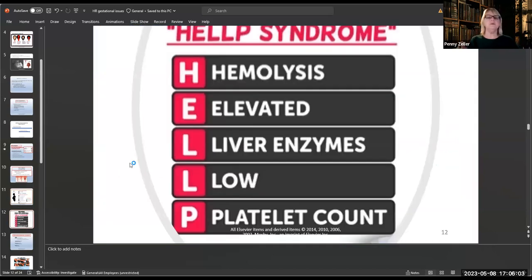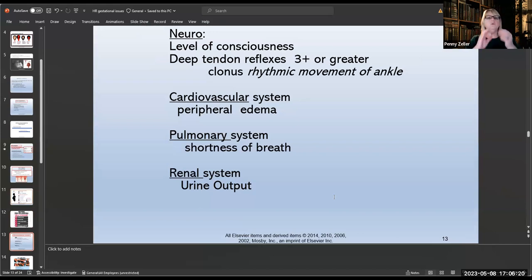So here again, this is the liver being affected by severe preeclampsia, HELLP syndrome: hemolysis, elevated liver enzymes, low platelets, HELLP. So once again, when preeclampsia begins, she's going to have a headache. Her blood pressure is going to go up. We need to do a neuro assessment. What's her level of consciousness? We need to assess her deep tendon reflexes, because if she has positive clonus, she has imminent or impending seizure activity.